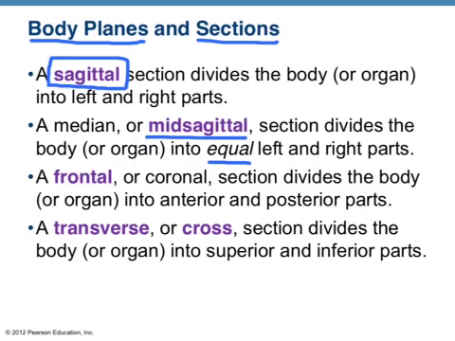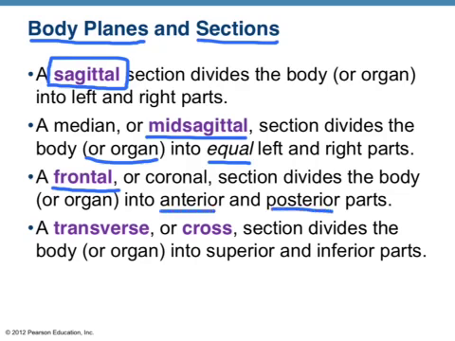Not all organs would have a mid-sagittal plane. Of course, if they don't show bilateral symmetry, there is no mid-sagittal plane. The frontal is the word that you'll see in our book and in most sources, separating it into front and back. So that's what I think of with frontal plane, but the correct terminology would be anterior and posterior, or ventral and dorsal parts.